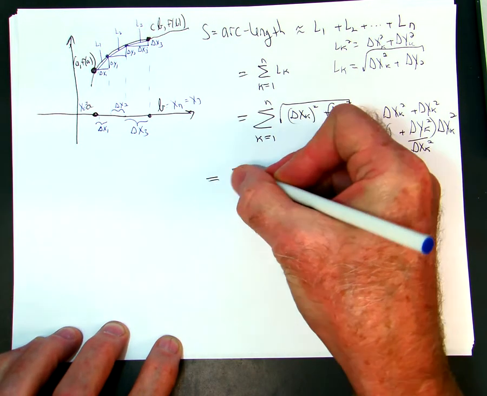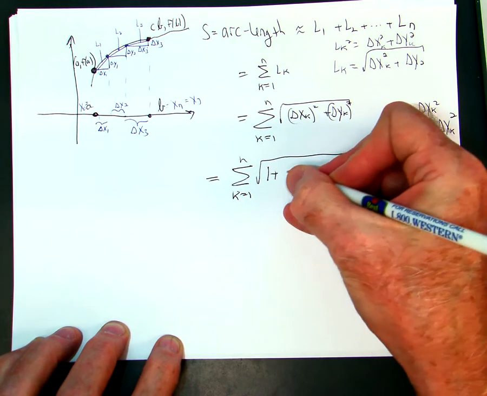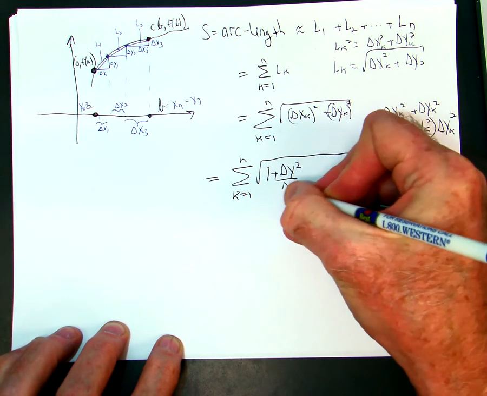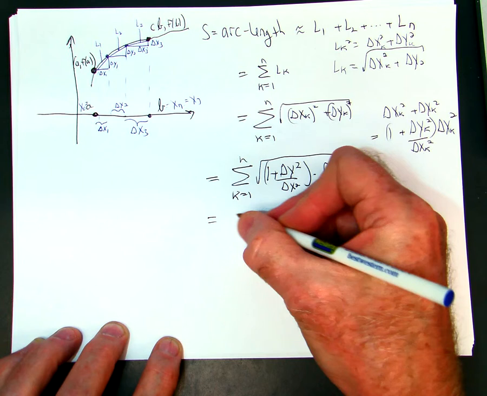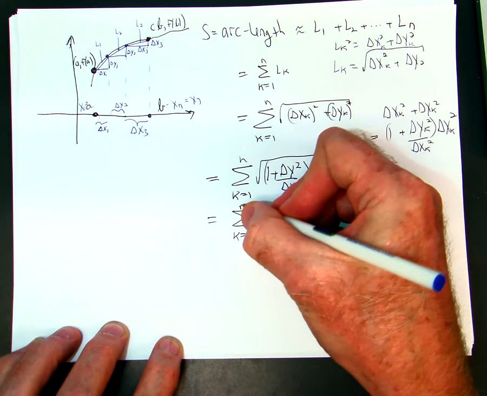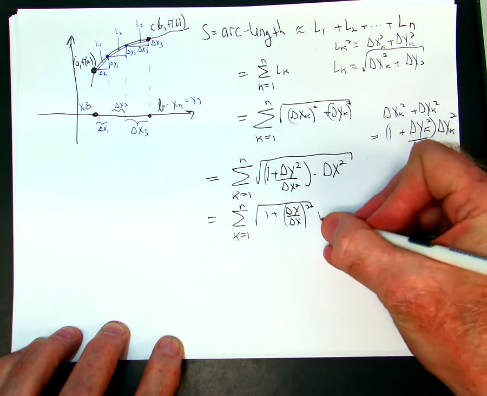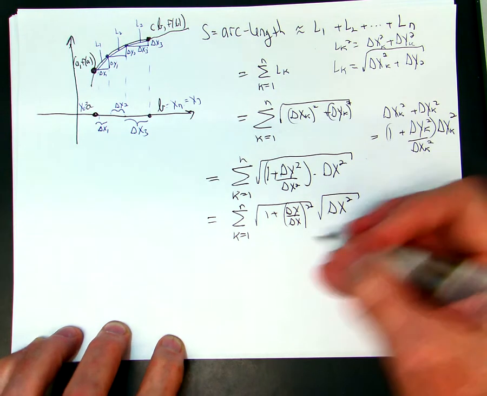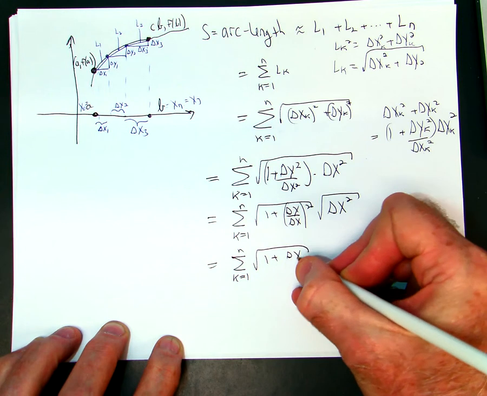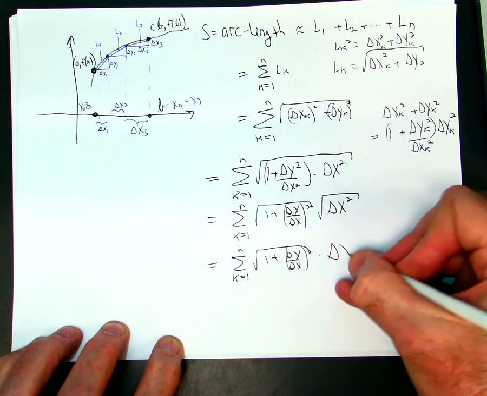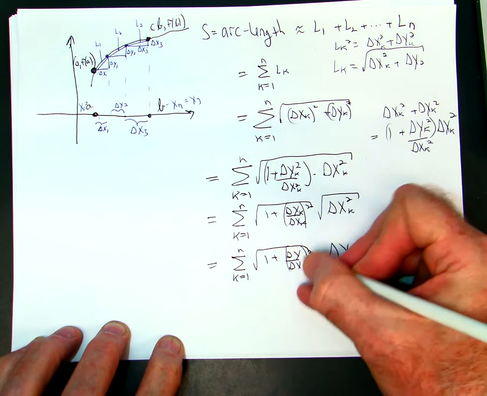So now I can go over here, and I can rewrite this as the square root of 1 plus delta y squared over delta x squared, times delta x squared, inside the square root. So I'll break that into two square roots. Okay. And I can easily rewrite that. Take the square root. Okay, so now I have my delta x. Sorry, there should be k's on all these. I'm just lazy. Because this is just a typical rectangle.